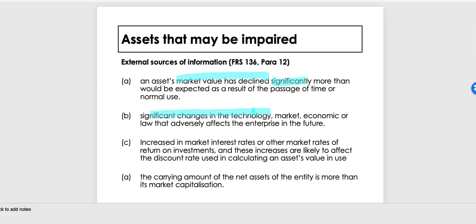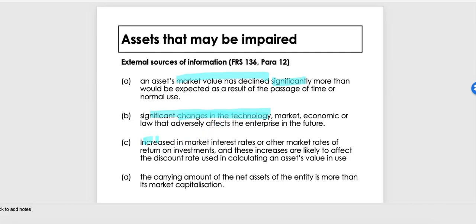Your machine, or maybe your business relates to the use of computers. So if there is an update, a new machine out there in the market, and the one that you have is old technology, it is an indication of impairment. Because if you don't have an up-to-date machine, you are not able to produce an up-to-date product that is needed by the market.